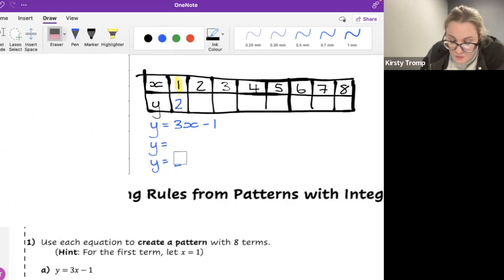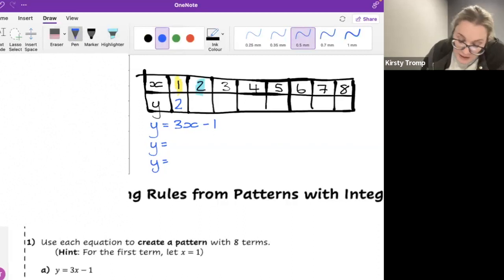Moving across to my next one. Now they're telling me that x is equal to 2. So I'm going to have 3 times 2 minus 1. 3 times 2 is 6, and 6 minus 1 will give me 5. So on the bottom here, I'm going to say 5.